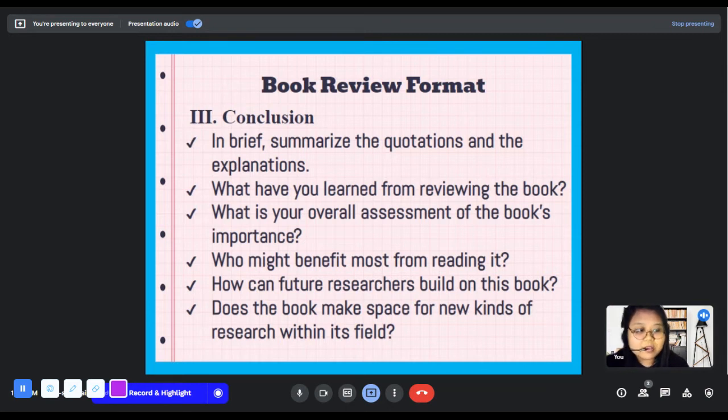Who are the people that can benefit from reading this book? And how can future researchers build on this book? What are the gaps that they can breach? Next, does the book make space for new kinds of research within its field?